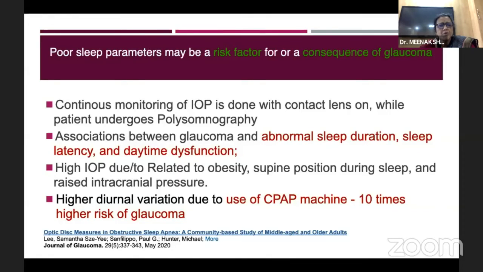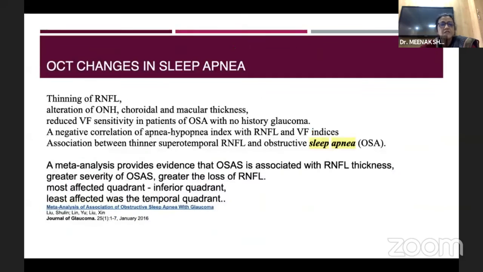High IOP and high diurnal variation were found in patients who were put on a CPAP machine to cure the sleep apnea, and in them there is a more than 10 times higher risk of glaucoma. So patients of sleep apnea who are put onto CPAP are the ones who should be followed up for glaucoma.